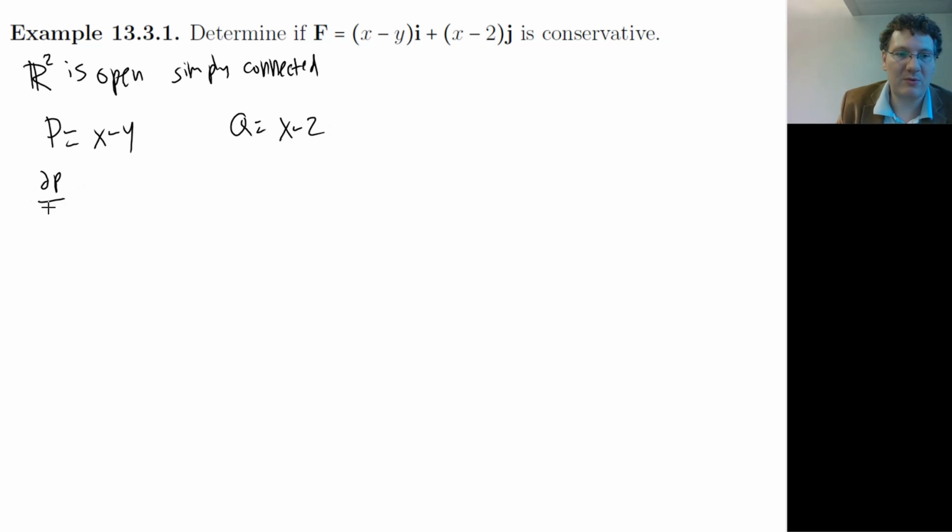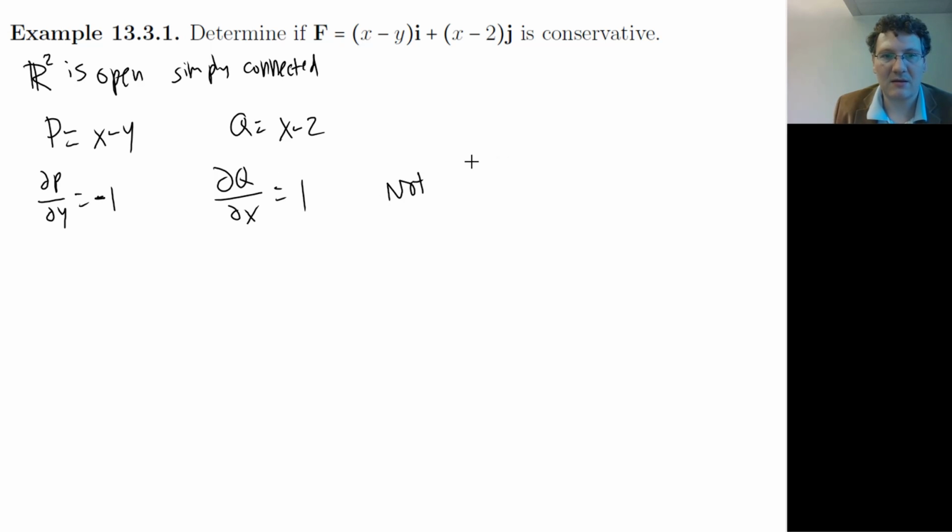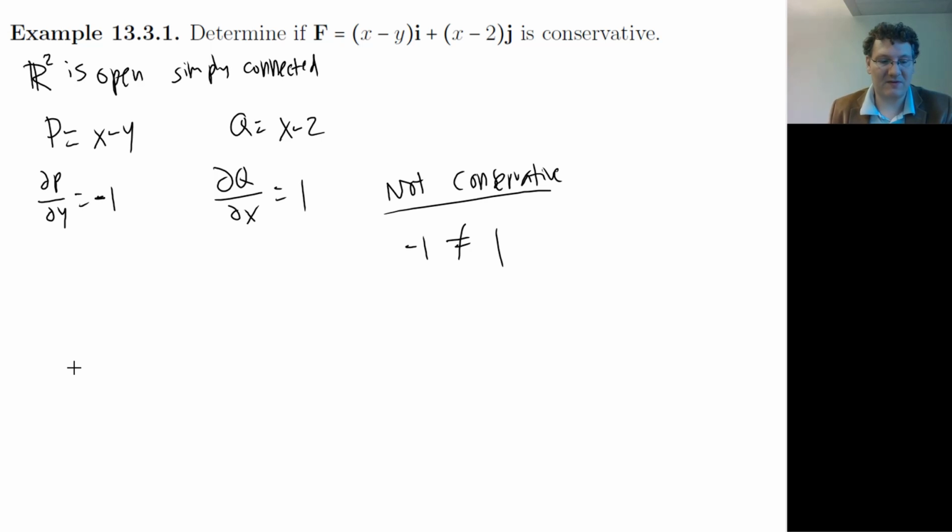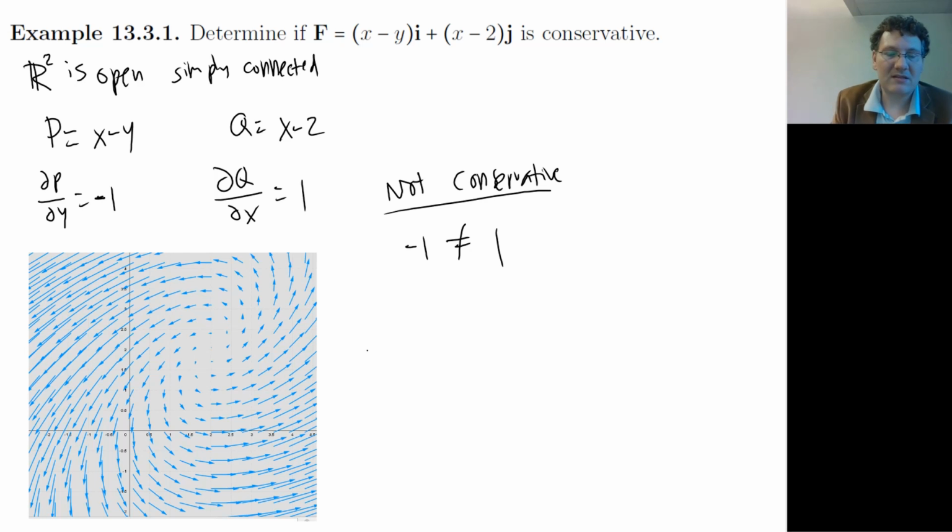So partial P with respect to y is negative 1, and partial Q with respect to x would be 1. And so this is not conservative because negative 1 does not equal 1. That's it. This is the check to see whether or not it's conservative. It's not conservative because those two partial derivatives are not equal to each other. And actually, let's take a look at what this vector field would look like. So this is what this vector field would look like, and it's not conservative.